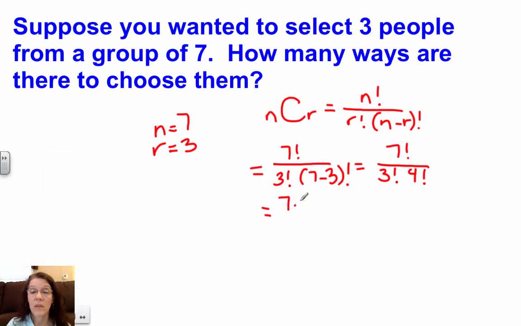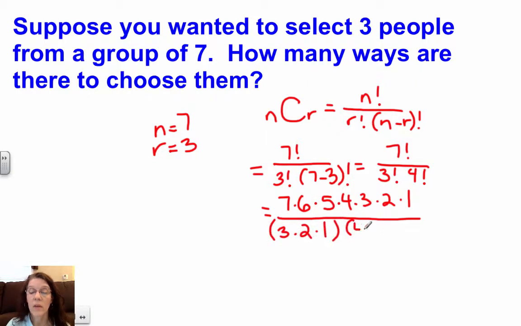How about 7 times 6 times 5 times 4 times 3 times 2 times 1. 3 factorial is 3 times 2 times 1. And 4 factorial is 4 times 3 times 2 times 1. Now let's take a look at this. What can we do here?